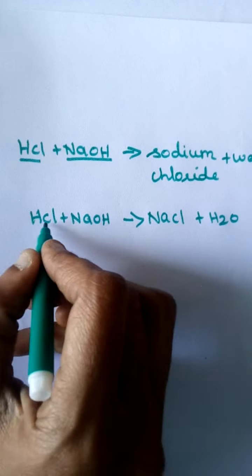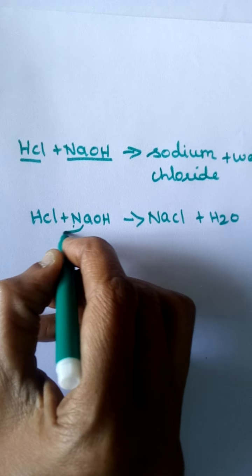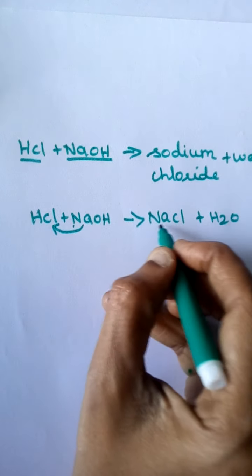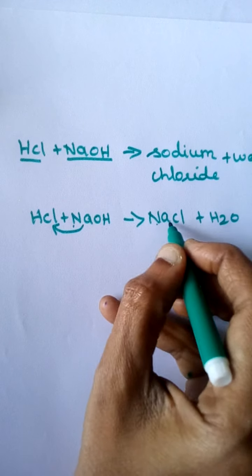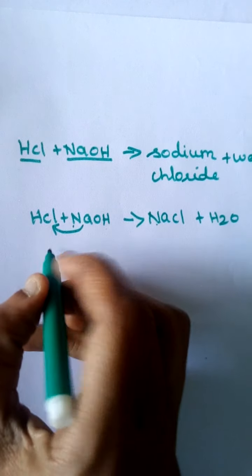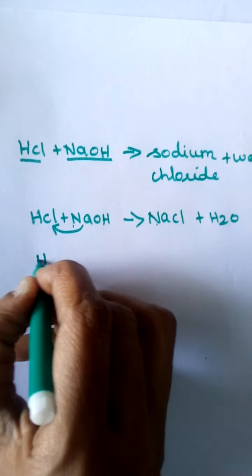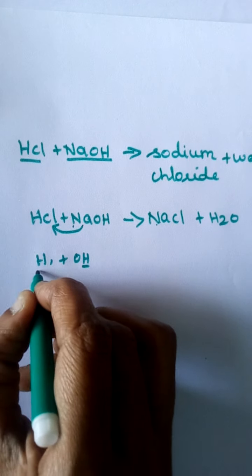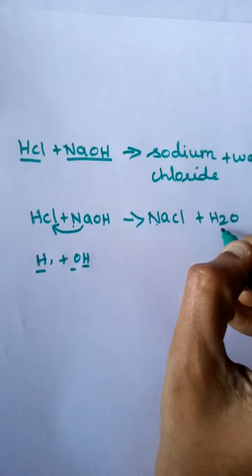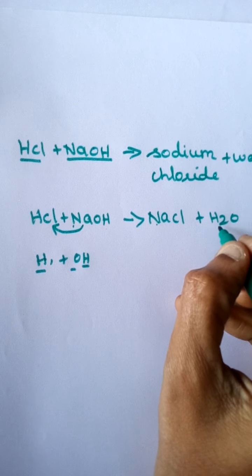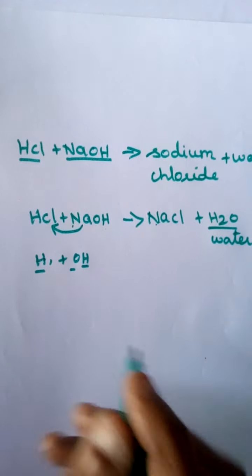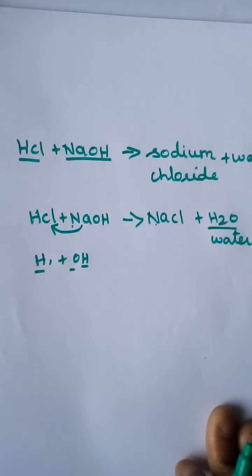So how is NaCl formed? From HCl, Na plus Cl forms NaCl, sodium chloride. Next, water: this one is H, this one is OH. So two hydrogen atoms and one oxygen atom form the water molecule. This is the neutralization reaction.